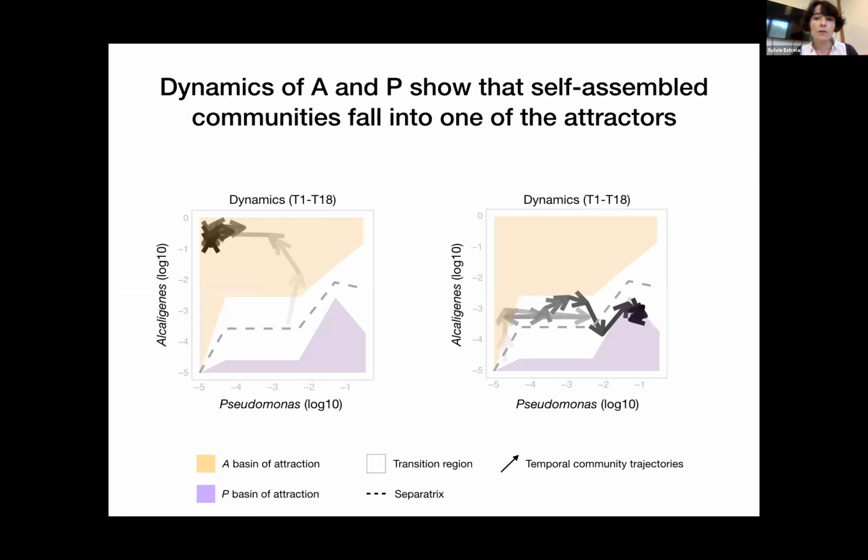And finally, to confirm that this multi-stability also occurs in the self-assembled communities, I sequenced the full temporal dynamics for a few of the communities. Here I'm only showing 2 examples, but we can see that communities start in the transition region, where both A and P are at low abundance, but then as communities assemble, they fall into one of the attractors, and once they settle in, they never switch between states. In the example shown on the left, communities fall into the A-dominated state, while on the right, communities fall into the P-dominated state.